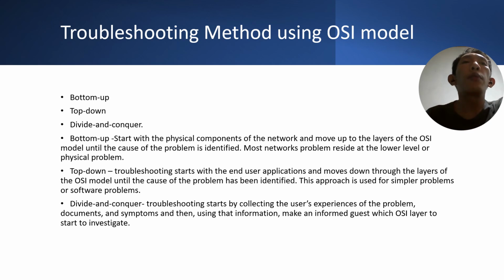Another method is top-down. Troubleshooting starts with the end user application and moves down through the layers of the OSI model until the cause of the problem has been identified. This approach is used for simpler problems. Another method is divide and conquer. Troubleshooting starts by collecting the user experiences of the problem and documenting symptoms, and then using that information to make an informed guess of which OSI layer to start investigating.